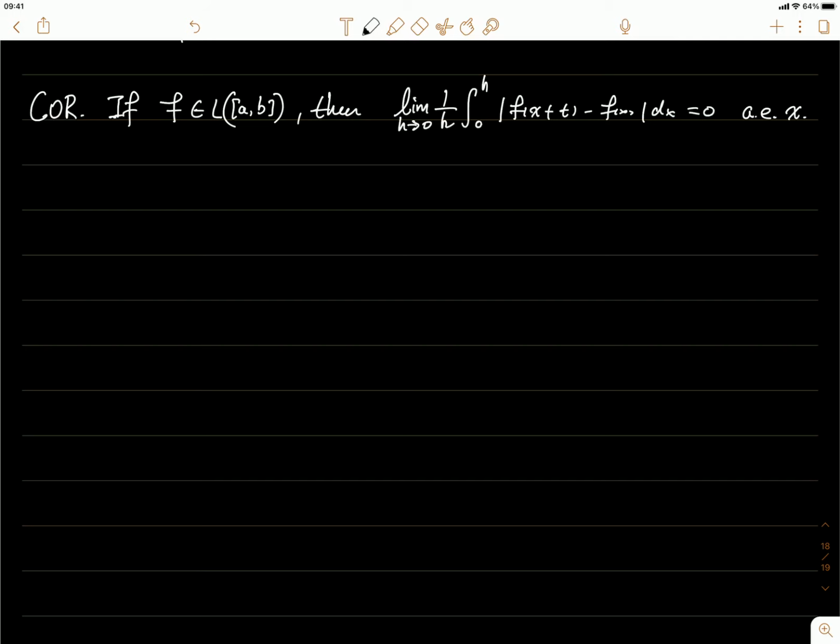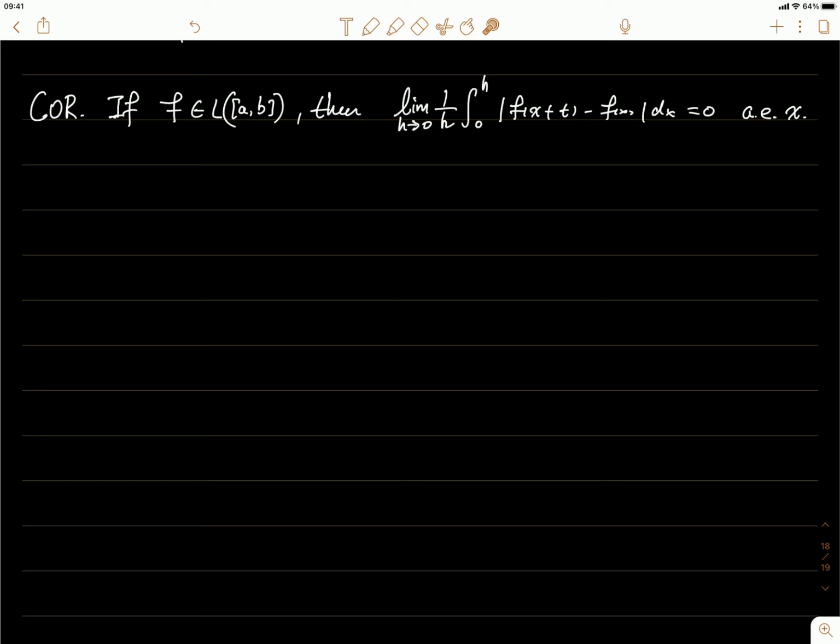Okay, now consider a corollary of the theorem. Suppose we have a function that is integrable over the interval [a, b]. Then we can show that the limit of this, as h goes to 0, is equal to 0 for almost every x.